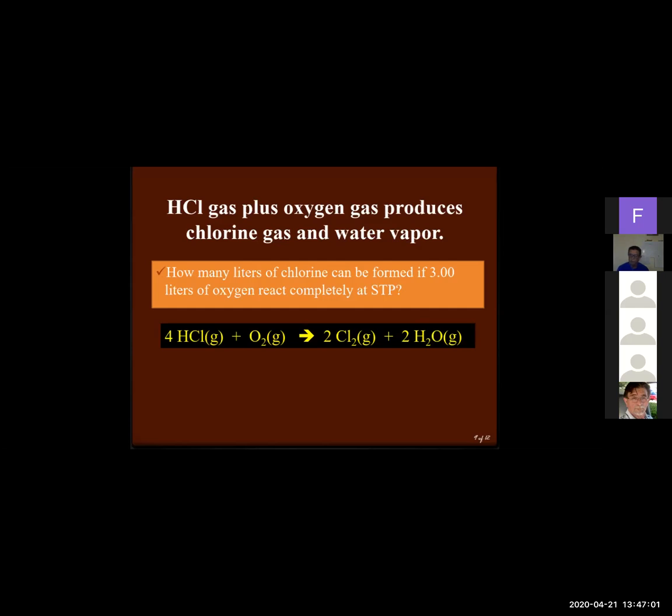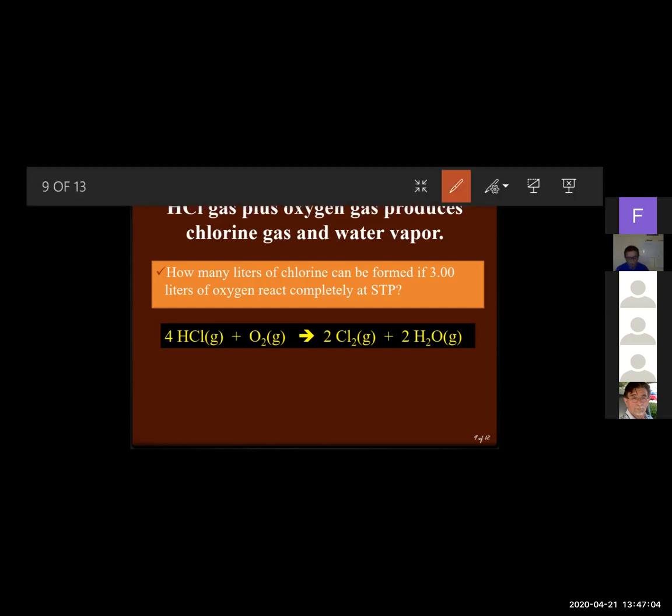Which tells us we have 4 moles of hydrochloric acid for 1 mole of oxygen, 4 moles for 2 moles of chlorine, 4 moles of hydrochloric acid for 2 moles of water, 1 mole of oxygen per 2 moles of chlorine, 1 mole of oxygen per 2 moles of water. I always like to find the relationship of all the reactants and products involved. And even between products, it's a 2 to 2 or 1 to 1.